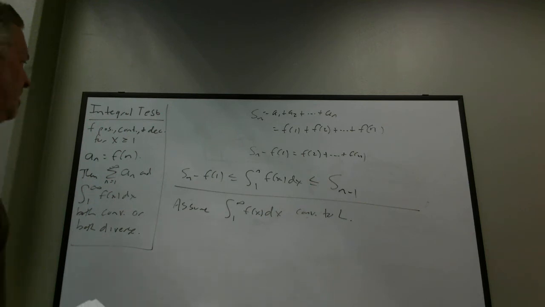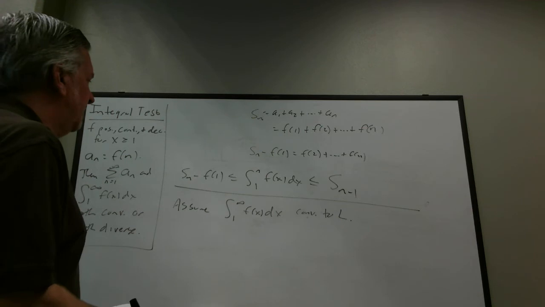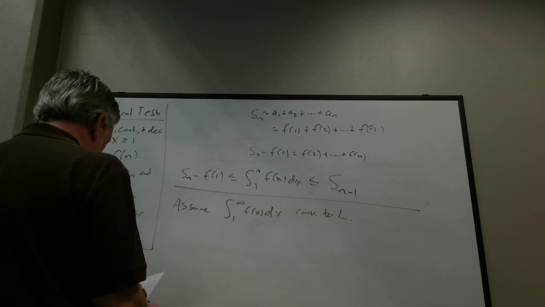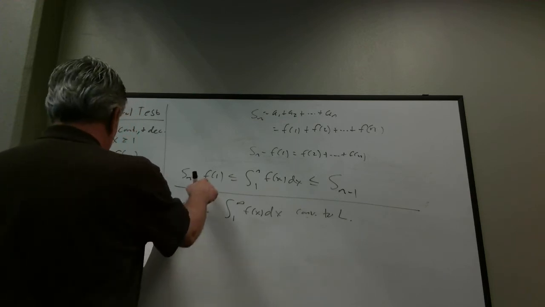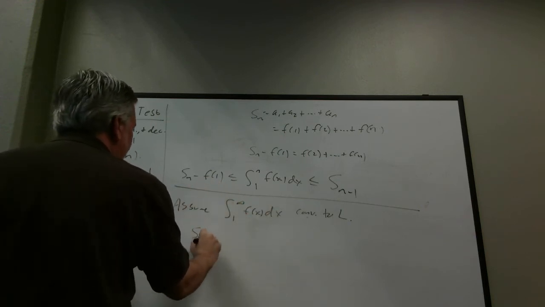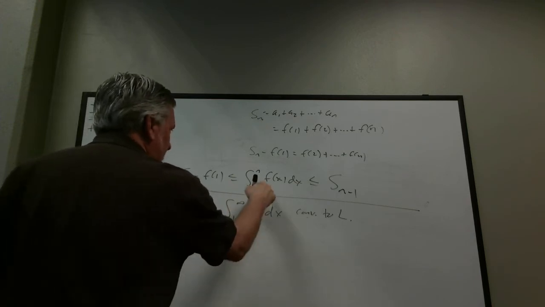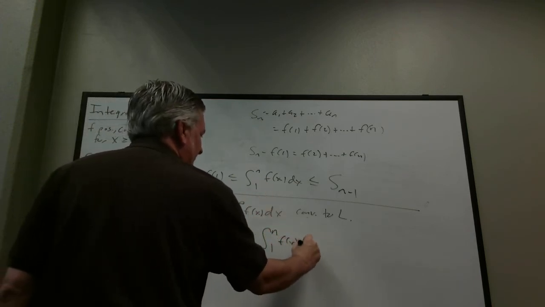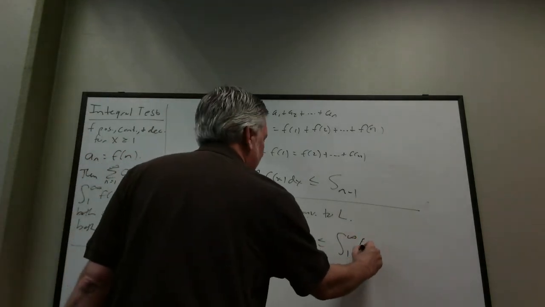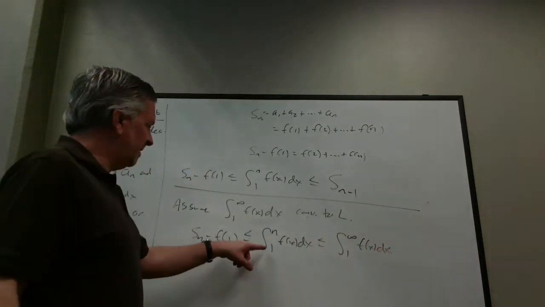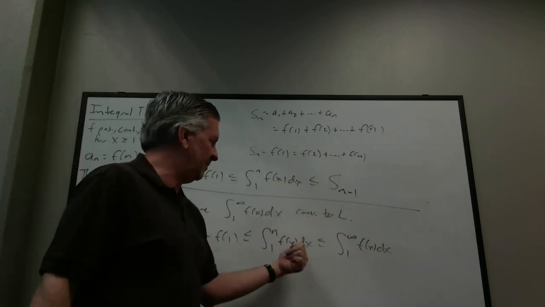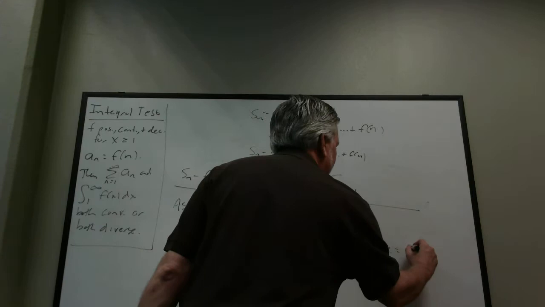Okay, so let me come back to the inequality here. I want to rewrite this. Right, so Sn, we're assuming the improper integral converges to L. So Sn minus f1, well that's less than or equal to the integral from 1 to n of f of x dx. But isn't the integral from 1 to n going to be less than or equal to the integral from 1 to infinity of f of x dx? Right? Because this is the area under the curve from 1 to n. This is the area under the curve from 1 to infinity. So that is clearly going to be bigger than or equal to that. And we just said that that is L.